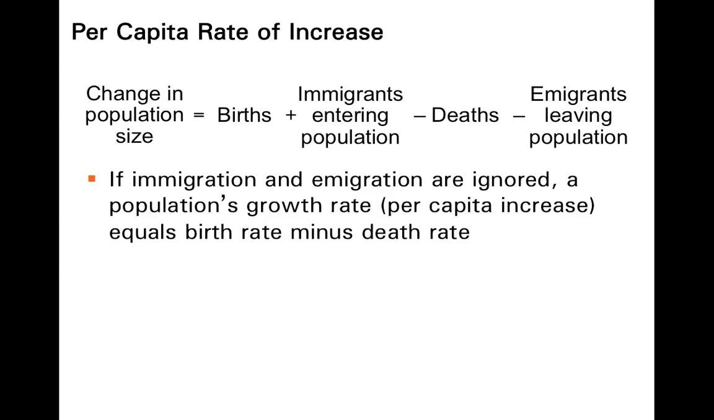So how do we figure out what the rate of increase is? Well, the change in the population size, how many individuals there are from one year to the next, is going to depend on how many organisms are born, how many immigrants are entering the population, how many organisms die, and how many immigrants are leaving the population. So these are positive terms, and these are negative terms. So often, if we've got an enclosed system and we have unlimited resources, we can ignore immigration and emigration. So the growth rate in this population is going to be the birth rate, which is positive, minus the death rate.